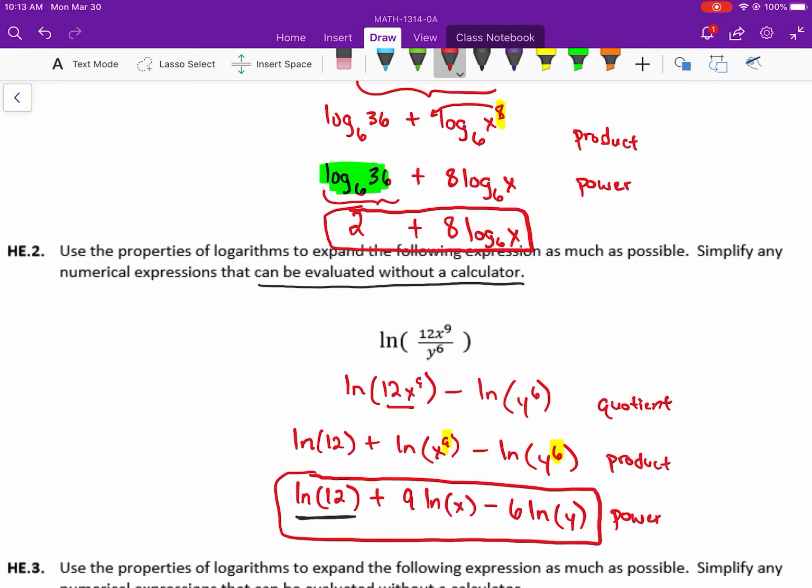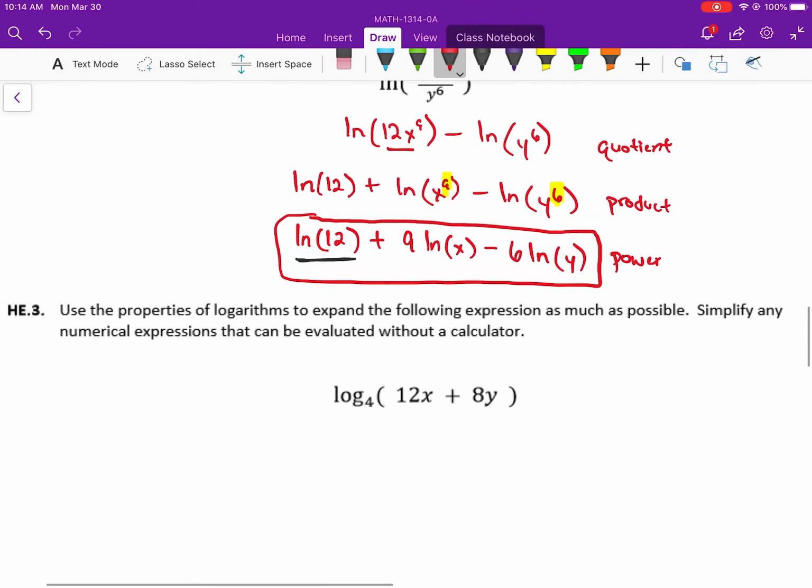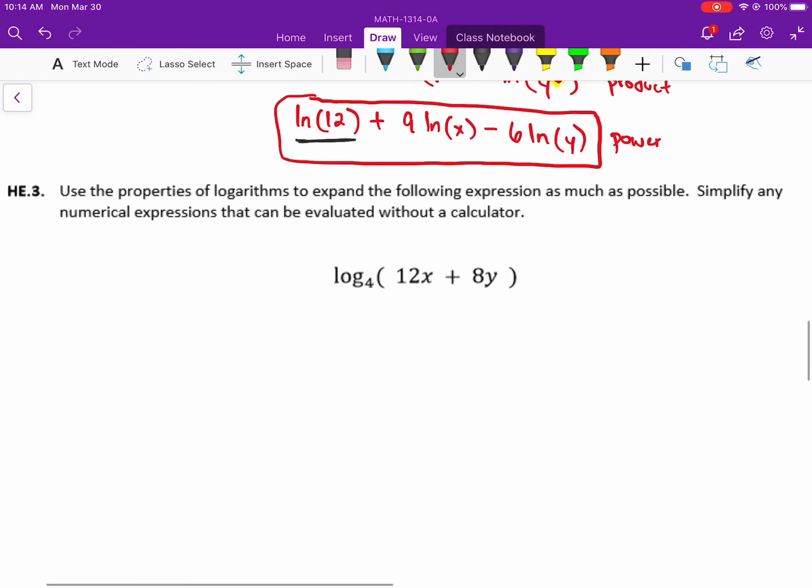Okay? When you expand these, please make sure you do not leave any exponents on those variables. Make sure you use the power property to move those to the front of the ln or log.